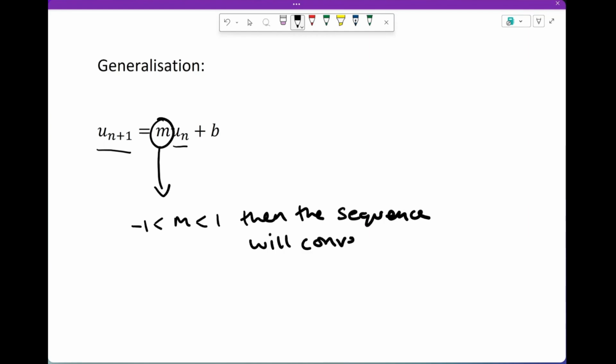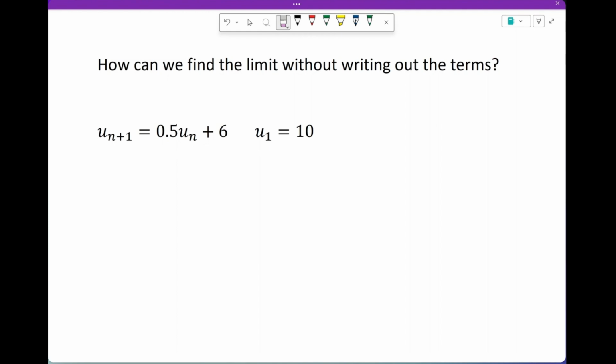Now let's have a think about how we can find our limit without generating the terms of the sequence. So we've got the same recurrence relation we had before, the one that converged to 12, but the question is, how could we have got 12 without writing out all those terms of the sequence? Is there a direct method?